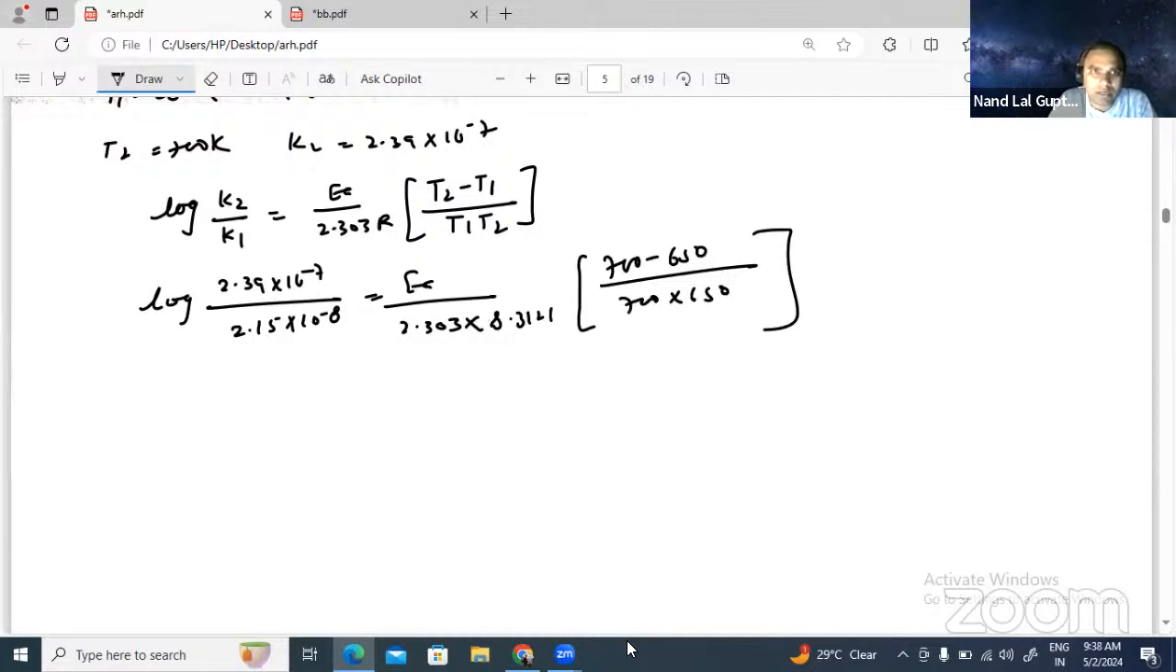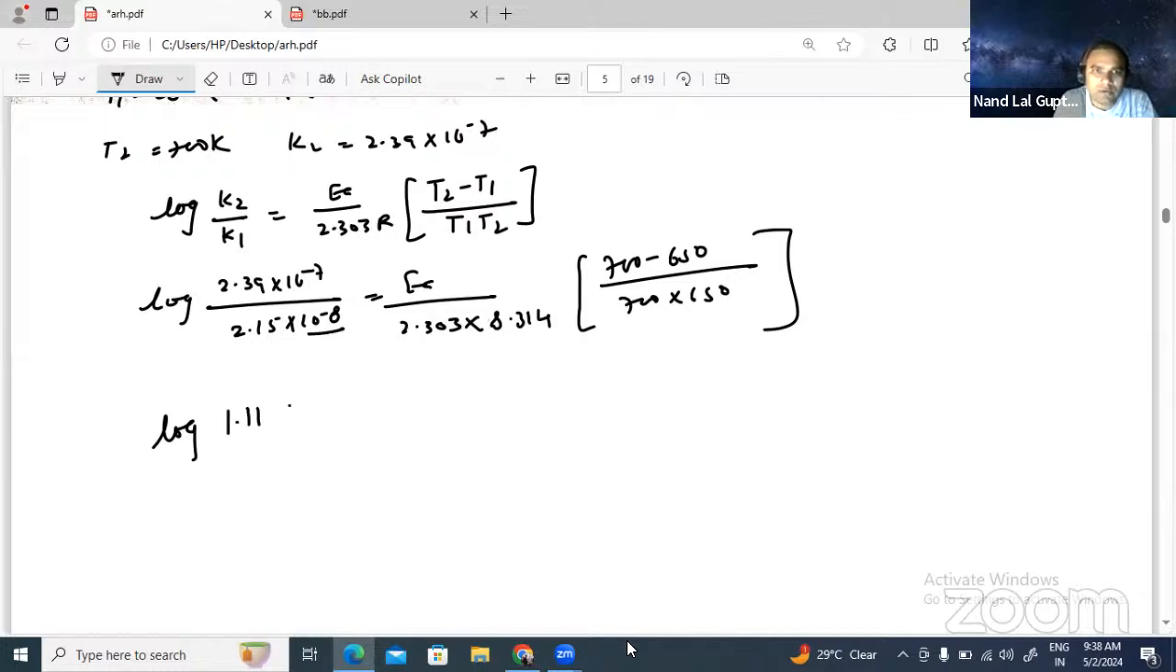8.314. Better you write 8.314. Now, simple. You divide all the log. So we are dividing, that is 2.39 divided by 2.15. It is coming 1.11.